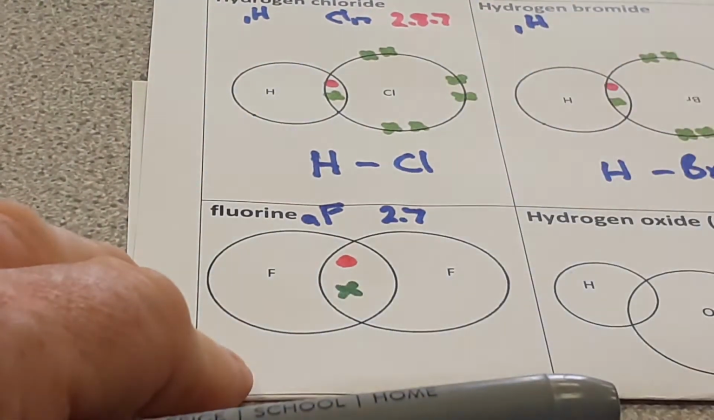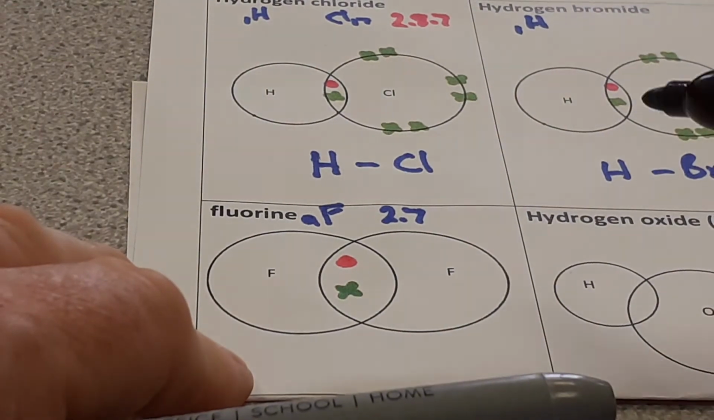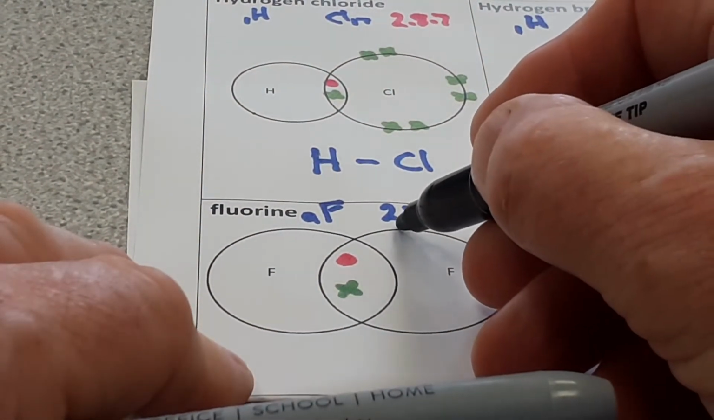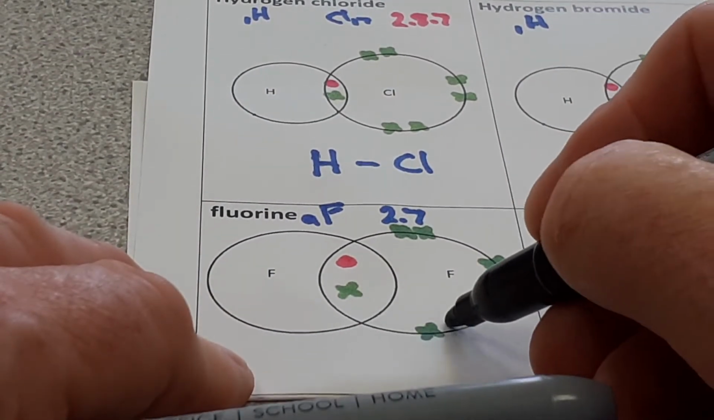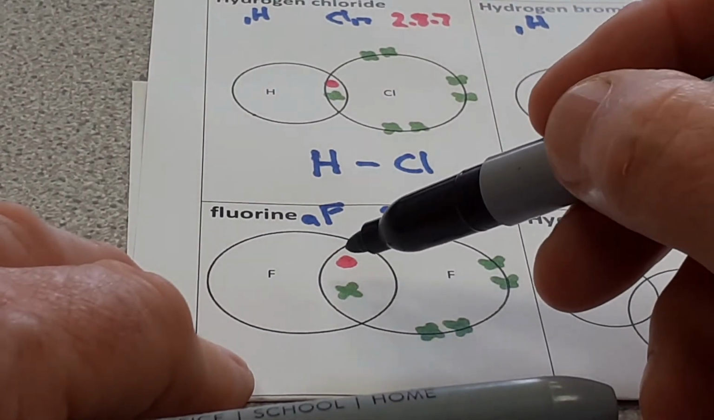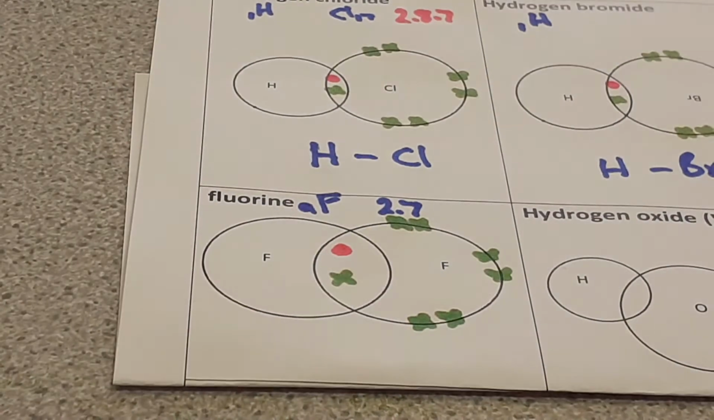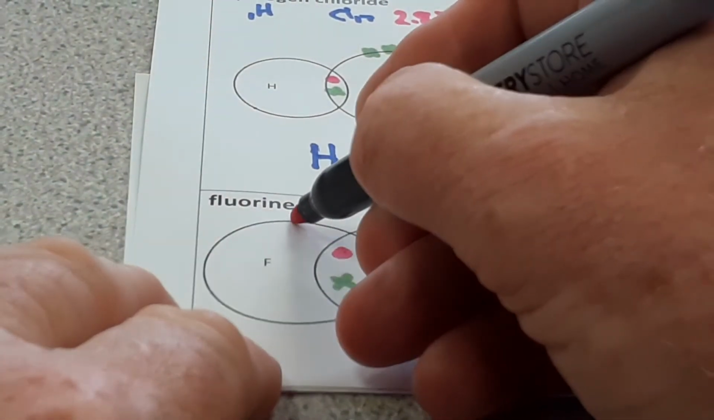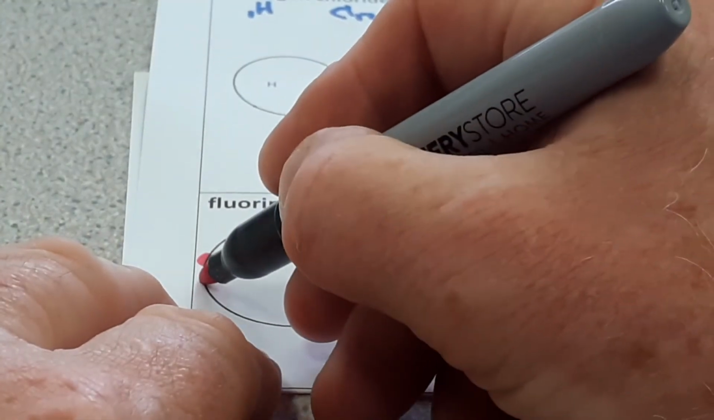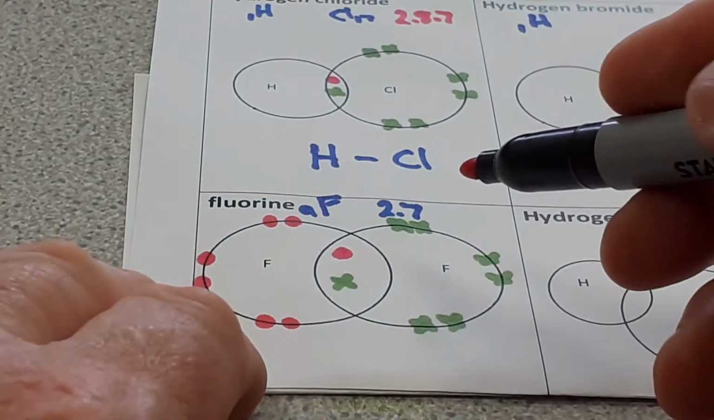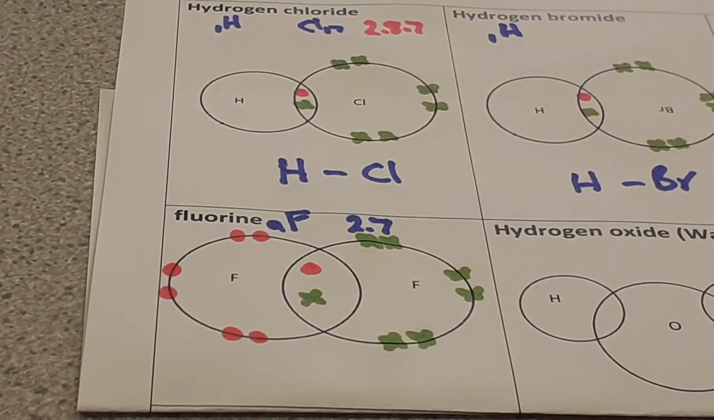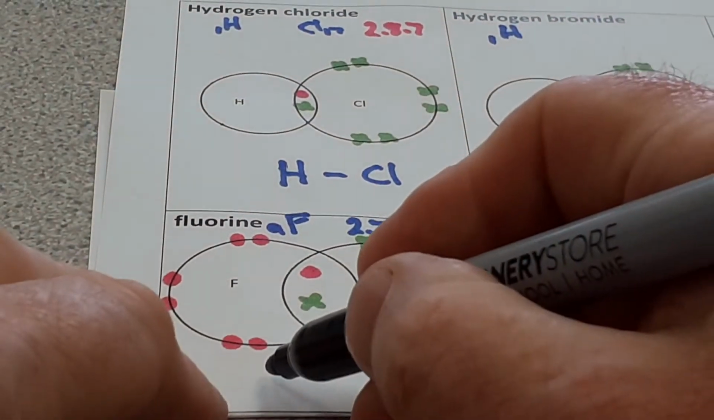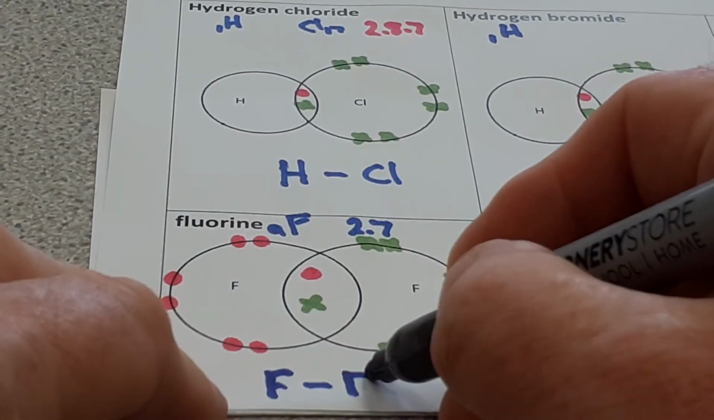Now, if they share an electron from each, that means they've only got 6 electrons left each. So 2, 3, 4, 5, 6. So you can see this fluorine has got 2, 4, 6, 8 by sharing. So it's got a full shell. If we do the same with the other fluorine, 1, 2, 3, 4, 5, 6. This fluorine's got 2, 4, 6, 8 by sharing. And again, it's deliriously happy. And we put this as F bond F.